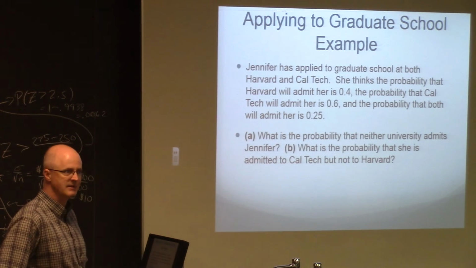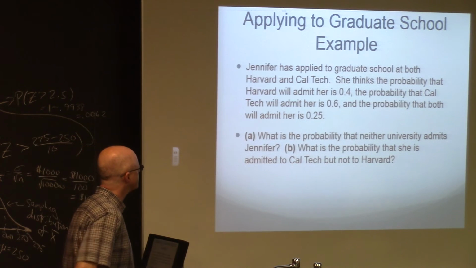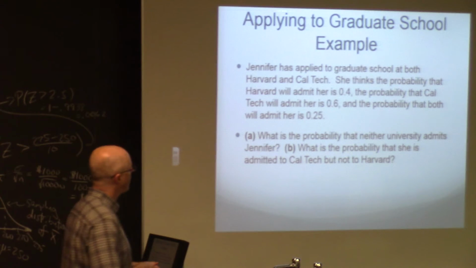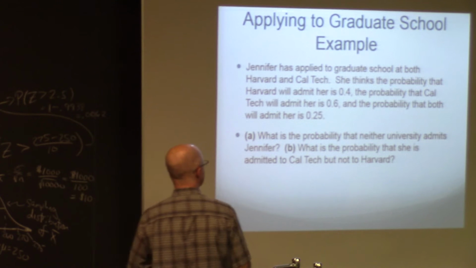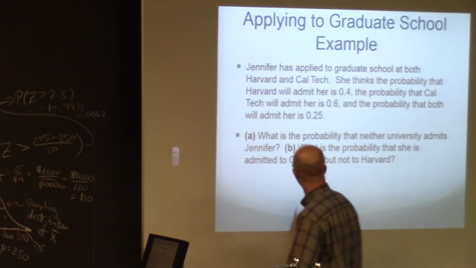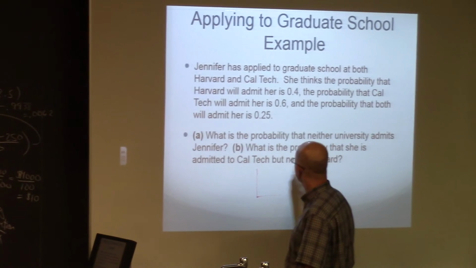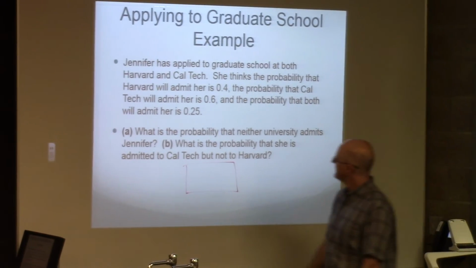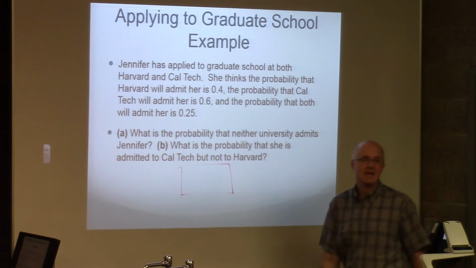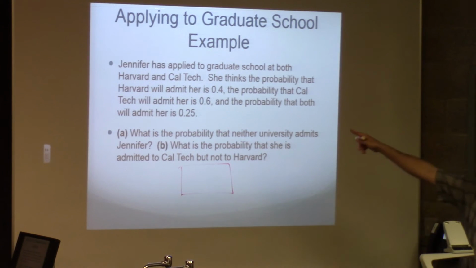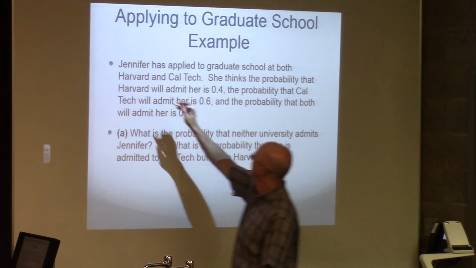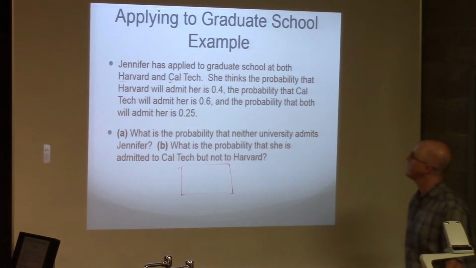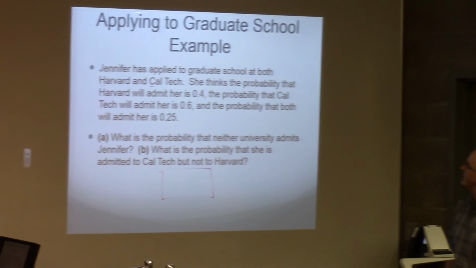Based on these guesses, we can answer a couple questions. A, what is the probability that neither university admits Jennifer? B, what is the probability that she's admitted to Caltech but not to Harvard? A Venn diagram can help us solve this. It's a problem-solving tool. Instead of labeling them with A and B, it would make more sense to label them H and C, H for Harvard and C for Caltech.